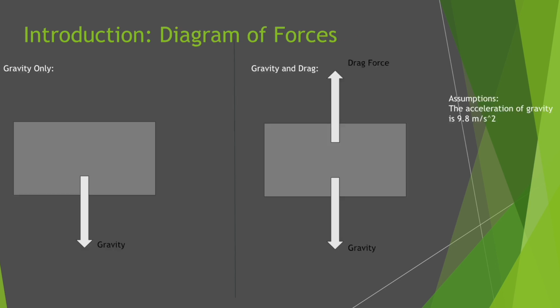And so the diagram of forces here: gravity is pointing downwards with the drag force pointing upwards. So in the gravity only model, it's only gravity. In the gravity and drag model, the drag force opposes the gravity as the object moves through the fluid.